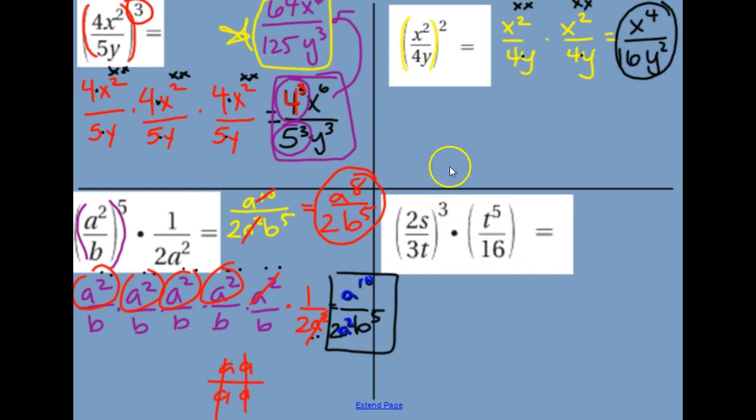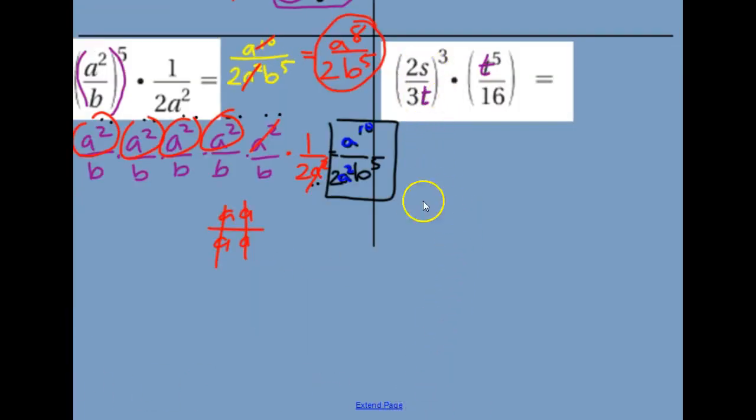So let's take a look at this next one. As you can see, right away, here's a t on the bottom and a t on the top, so I know, just like this one, something's going to cancel. So I'm going to write this out 3 times. 2s over 3t, 2s over 3t, 2s over 3t, and then times t to the 5th over 16.